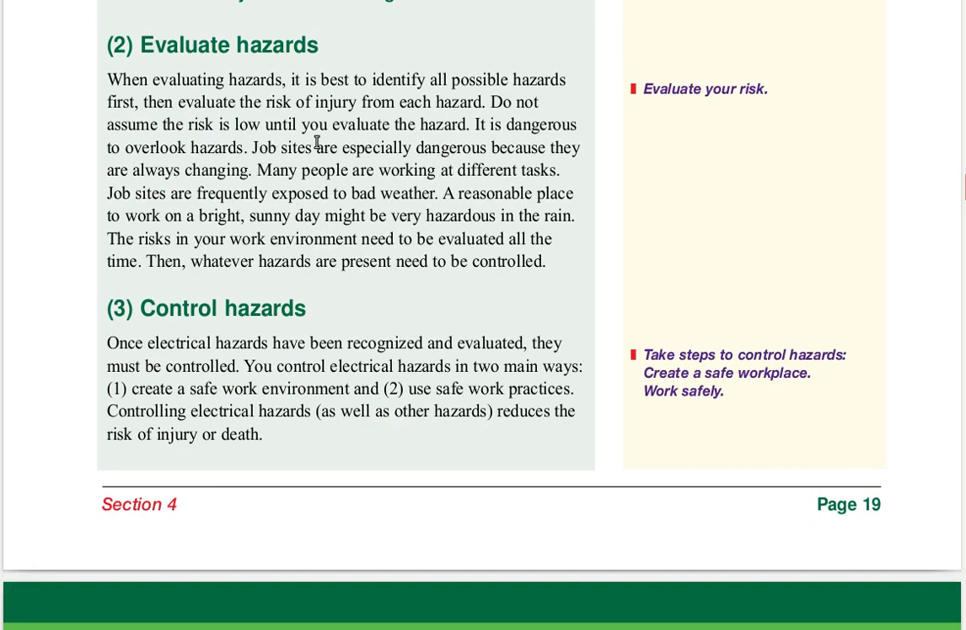2. The second element, evaluate hazards. When evaluating hazards, it is best to identify all possible hazards first, then evaluate the risk of injury from each hazard. Do not assume the risk is low until you evaluate the hazard. It is dangerous to overlook hazards.